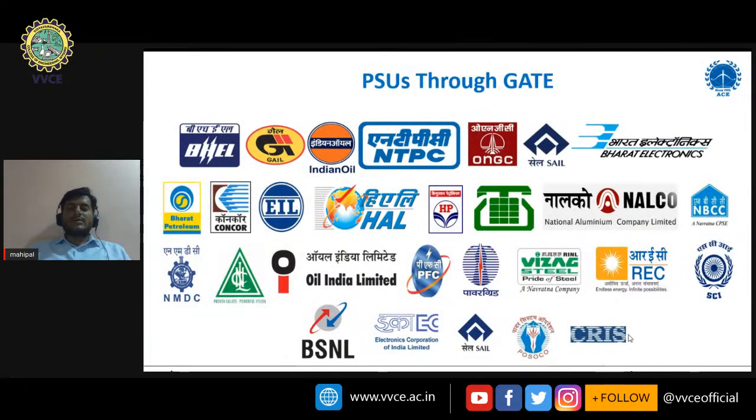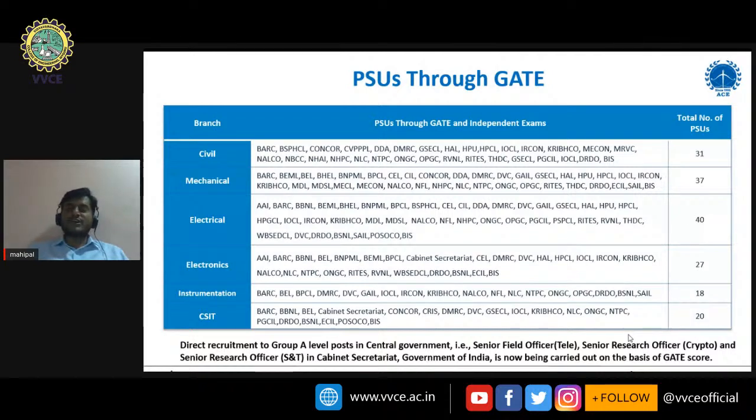Now, where are you going to work in all these organizations? Some of the organizations' logos I'm sharing with you; all these organizations recruit through the GATE examination on a yearly basis. If you want to see the number of companies recruiting students through GATE: civil almost 31, mechanical 37, electrical 40, electronics 27, instrumentation 18, and a surprising one, computer science 20. So I've covered almost all engineering students, barring one or two branches. All of them have very good opportunities through PSUs, that too through the GATE examination.